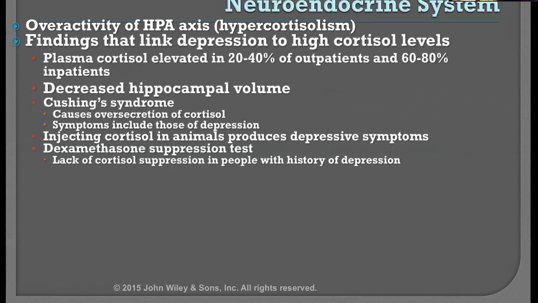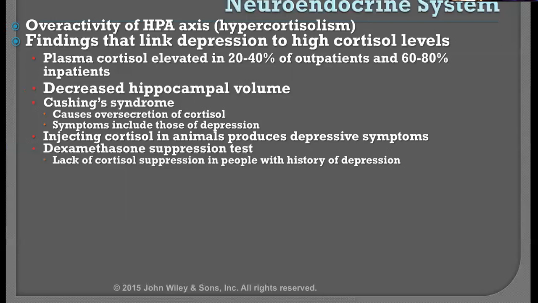Well, let's first talk about depression and cortisol in general. So plasma or blood cortisol level is elevated in about 20 to 40% of outpatients and up to 80% of inpatients. So it seems to be a very marked, very reliable marker. The other thing you have is decreased hippocampal volume in depression. I believe that's actually found in both people who have active depression and those that are at risk for depression.